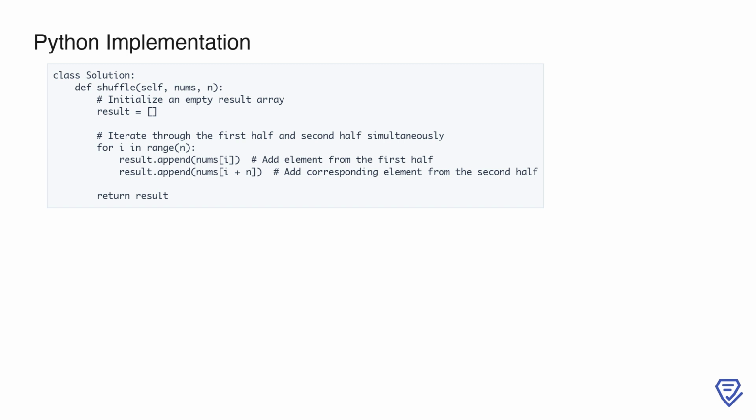We then iterate through the range of n, which corresponds to the length of the first half of the array. For each index i in this range, two elements are added to the result list in sequence. The first is nums[i], representing the ith element from the first half of the array. The second is nums[i + n], representing the corresponding ith element from the second half of the array, offset by n. This ensures that we alternate between elements from the first and second halves of the array, achieving the desired shuffle. Once all elements have been added, the result list is returned as the output.